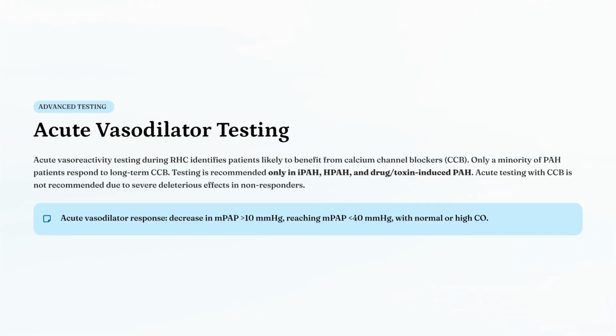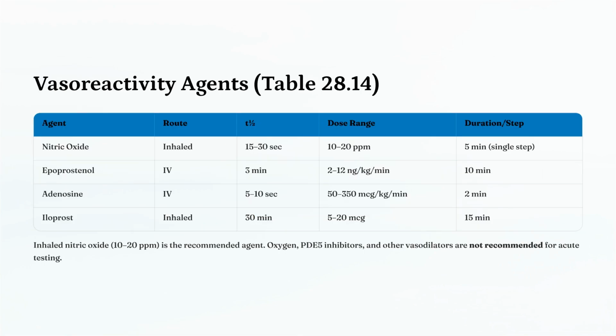Acute vasodilator testing is an advanced RHC procedure used to identify patients who may benefit from calcium channel blocker therapy. It is specifically recommended for patients with idiopathic, heritable, or drug and toxin-induced pulmonary arterial hypertension. This table outlines various agents used for vasoreactivity testing. Inhaled nitric oxide is the recommended agent. Other substances, such as oxygen or PDE5 inhibitors, are not currently recommended for this specific procedure.